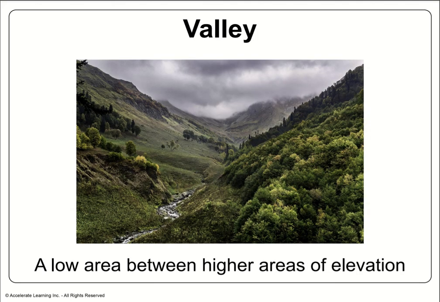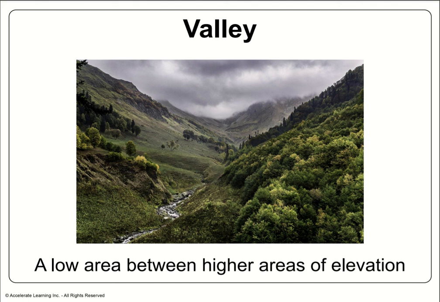Next is a valley. A valley is a low area between higher elevations. What is typically different between a valley and a canyon is the smoother, gentler slopes. Canyons usually have some severe cliffs, whereas a valley is a little bit more gentle.